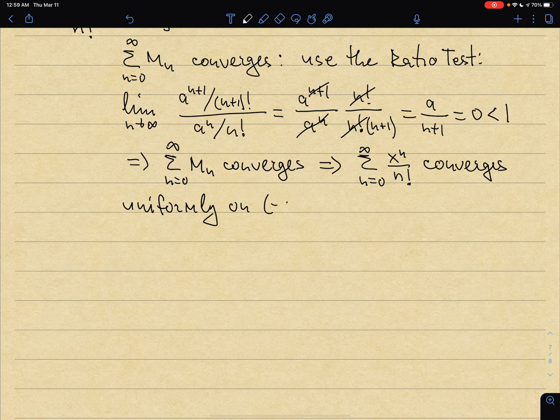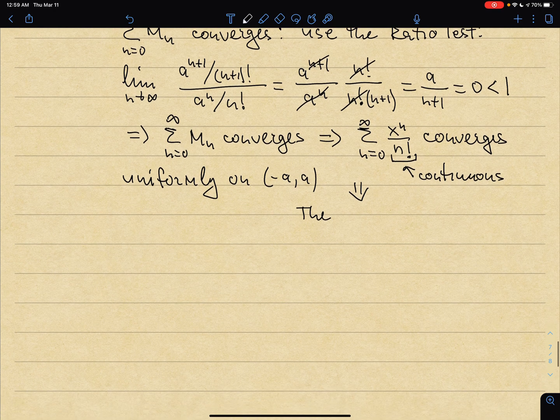And as a result of that, again, this is continuous always for all n, right? Because you have x to the n divided by n factorial, and it's a number. The x to the n power function is always continuous. And so therefore, our series is a series of continuous functions that converges uniformly.